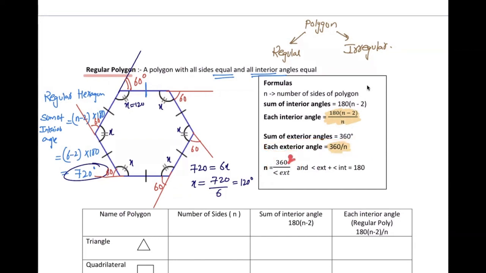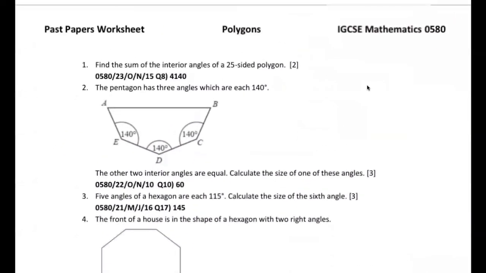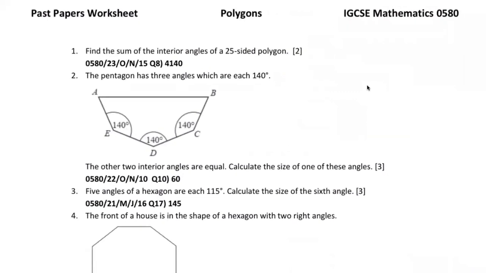So let's say we know that the sum of the exterior angles of a polygon is 360, and each exterior angle of a regular polygon is 60. So how many sides does that polygon have? It has 6 sides. So a 6-sided polygon is called a hexagon. I would like you to try questions number 1 and 2 right now.